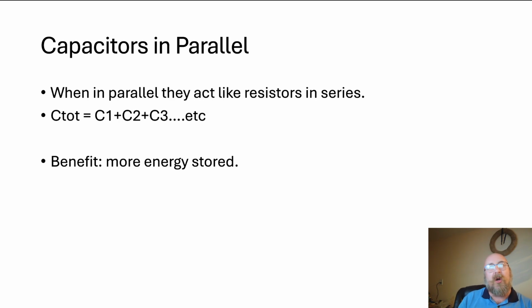Capacitors are far more often used in parallel in DC circuits. They're used in parallel to buffer current, so you will see them used often in there. And when they're used in parallel, they act like resistors in series. In other words, it's a simple addition. C total equals C1 plus C2 plus C3, etc. The benefit there is that you've got more energy stored the more capacitors you add in parallel with one another.